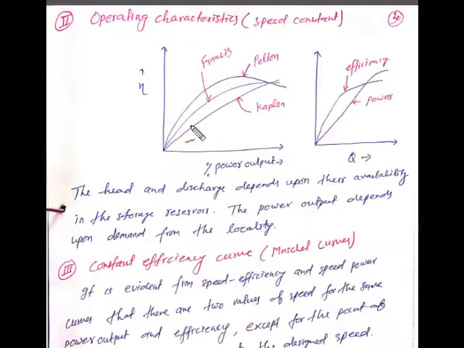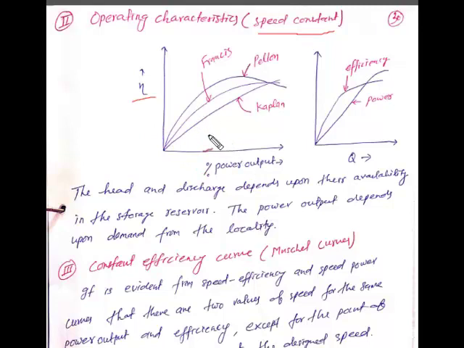Now we come to the second characteristic, known as the operating characteristics. This is drawn at constant speed, because we know that for the main characteristics we have taken the head constant. In this we have the efficiency versus power curve.